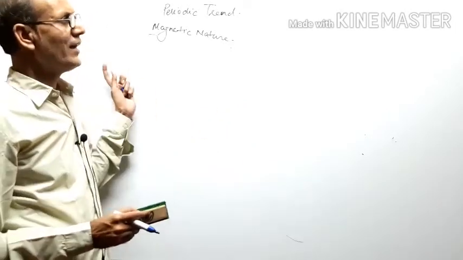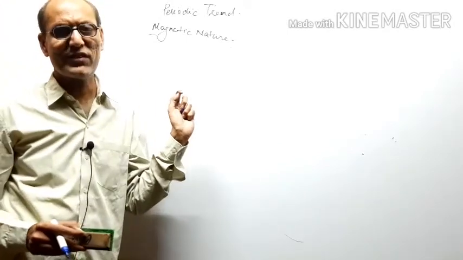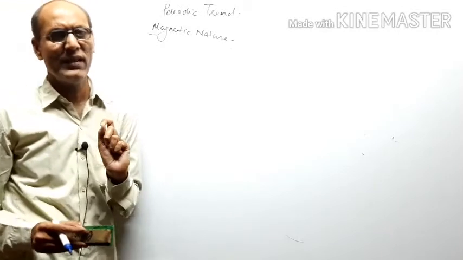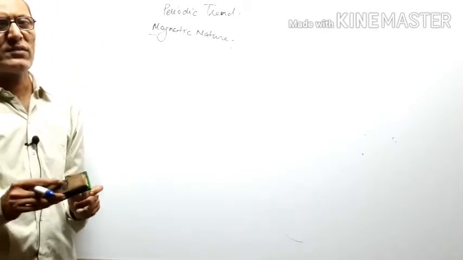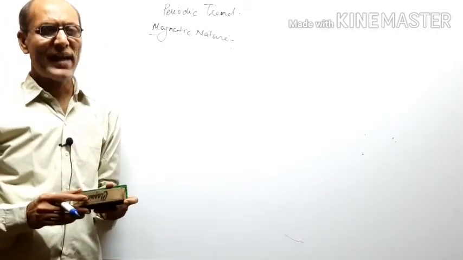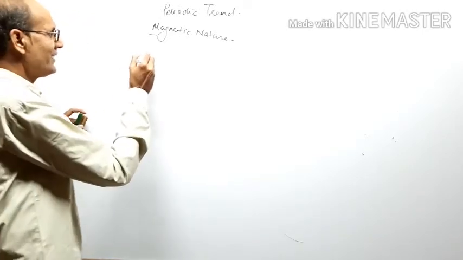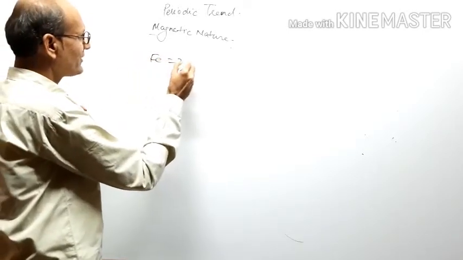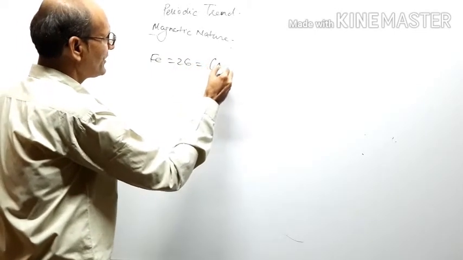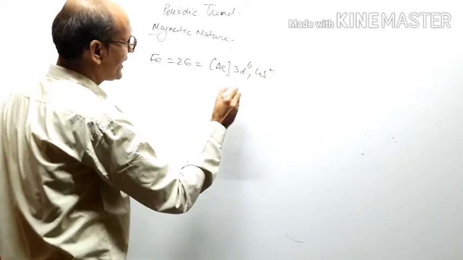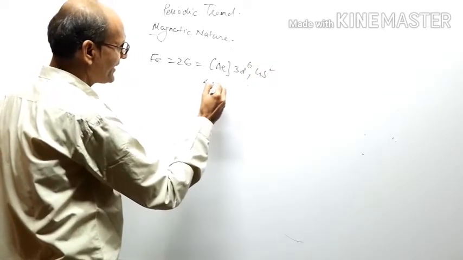But at the extreme positions of the series, that means the left side or right side, you will get less magnetic property. They can be diamagnetic. Suppose you write iron, Fe 26, its configuration will be [Ar] 3d6 4s2. In this case it contains 4 unpaired electrons.